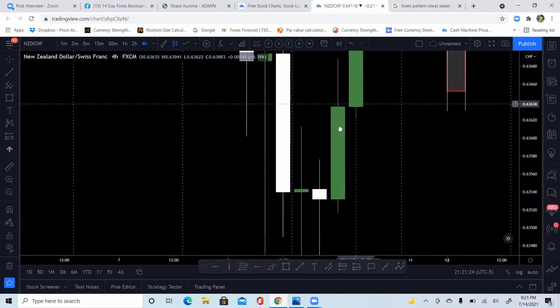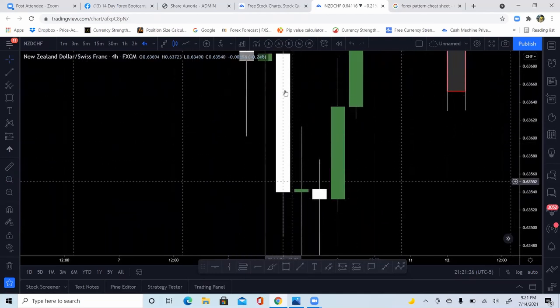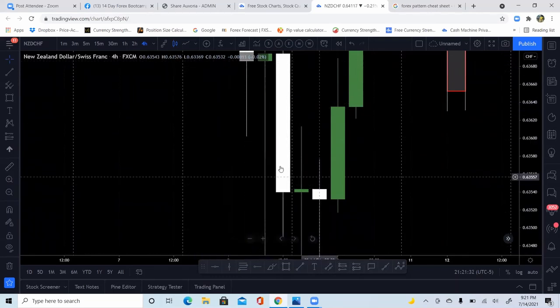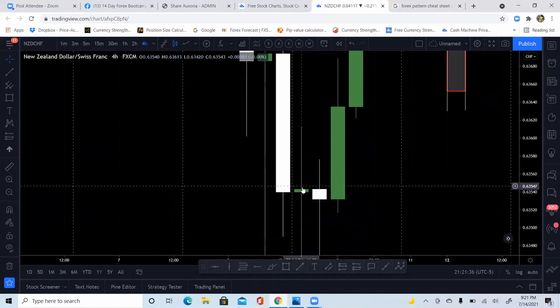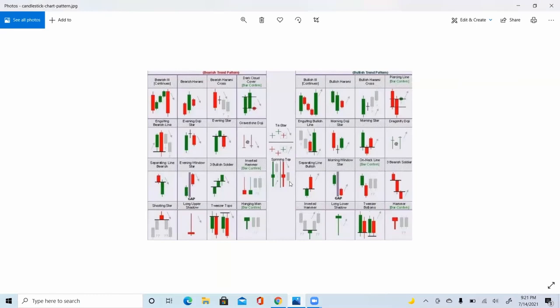And then you see an engulfing candle. So you see how they kind of mix. So you have a combination of like a morning star or a tweezer bottom. So we can go back here. You see we got the tweezer bottoms from here. It doesn't have it on this one.